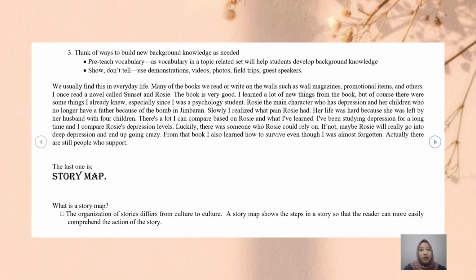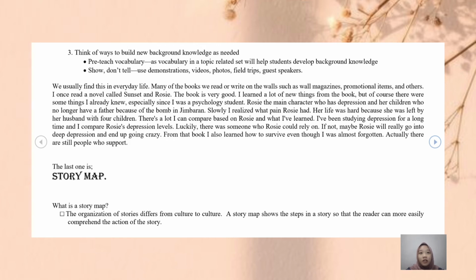I once read a novel called Sunset and Rosie. The book is very good. I learned a lot of things from the book. But of course, there were some things I already knew, especially since I was a psychology student. Rosie, the main character, has depression, and her children no longer have a father because of the bomb in Jimbaran. Slowly, I realized what pain Rosie had. Her life was hard because she was left by her husband with 4 children.